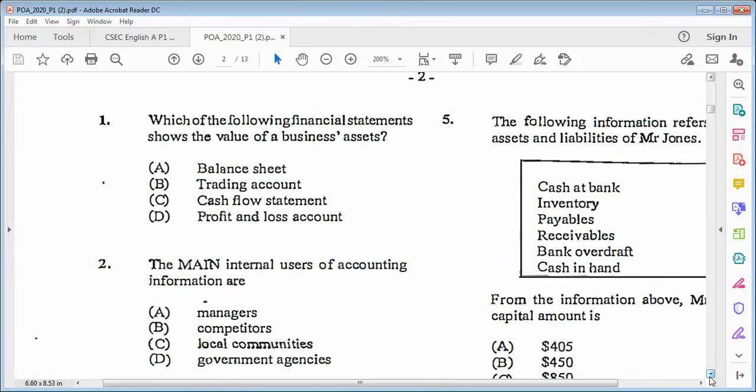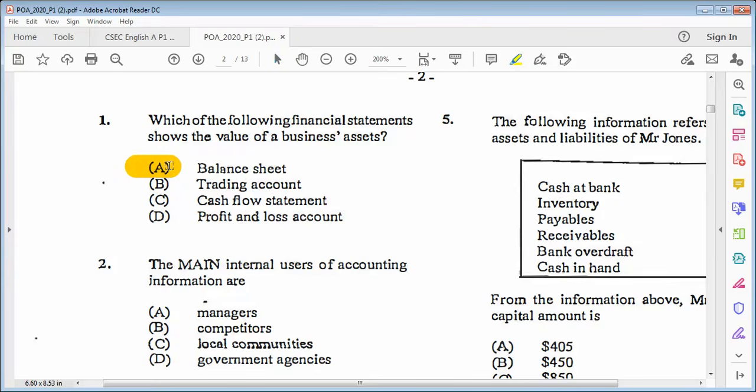The first question says, which of the following financial statements shows the value of a business's assets? A. Balance sheet. B. Trading account. C. Cash flow statement. Or D. Profit and loss account. Well, we know once it's a financial statement, we know it is the balance sheet. So our answer is A.